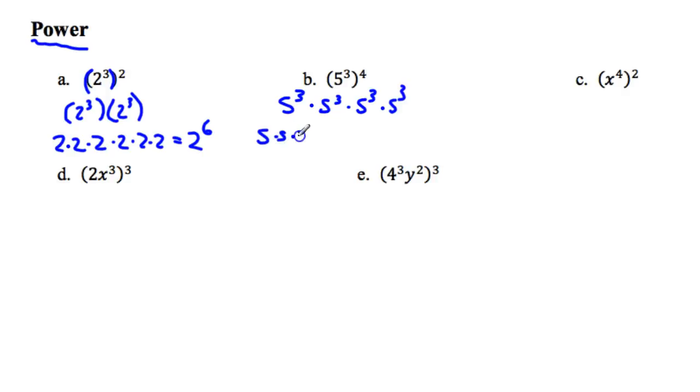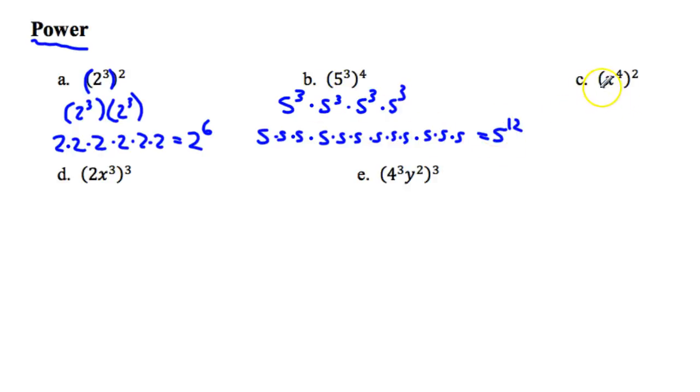5 times 5 times 5 times 5 times 5 times 5 times 5 times 5 times 5 times 5 times 5 times 5. Whew! All right, so how many 5s do I actually have? 1, 2, 3, 4, 5, 6, 7, 8, 9, 10, 11, 12. So this is really 5 to the 12th power. So 5 cubed to the 4th power is really 5 to the 12th power.